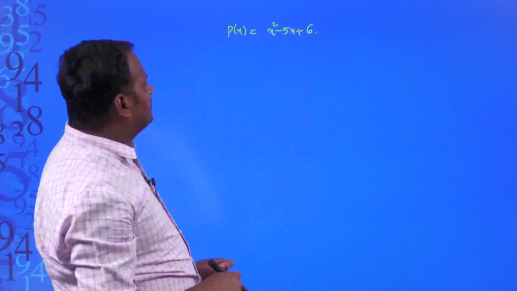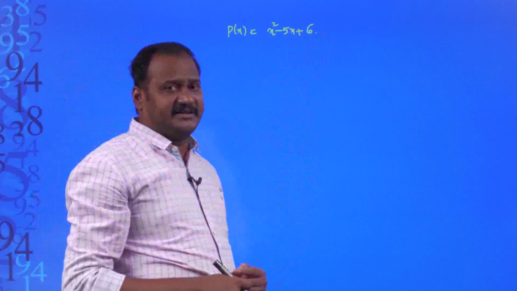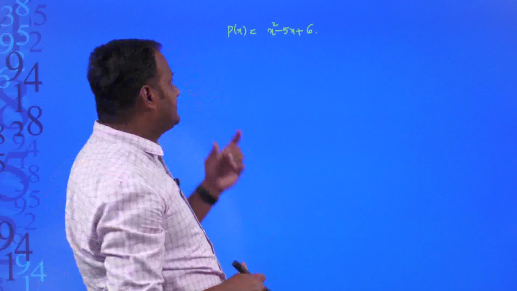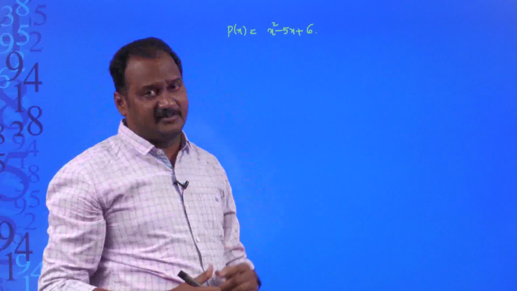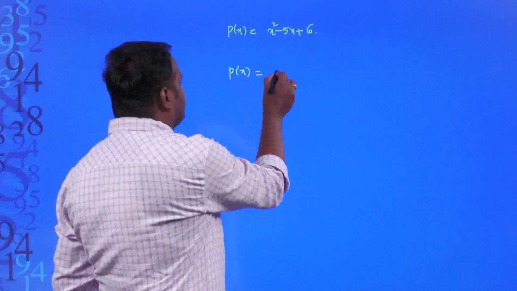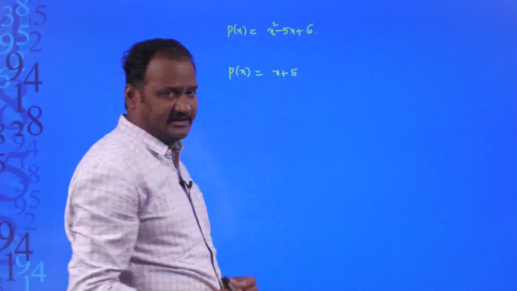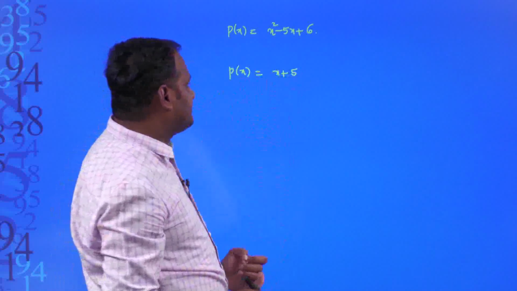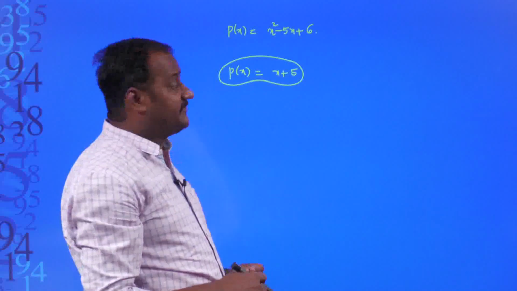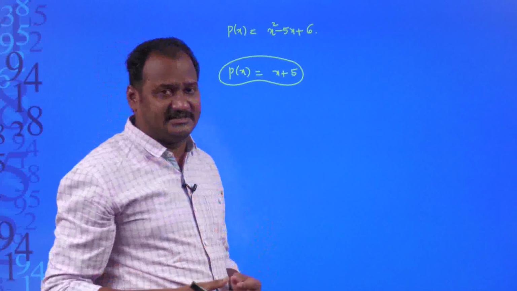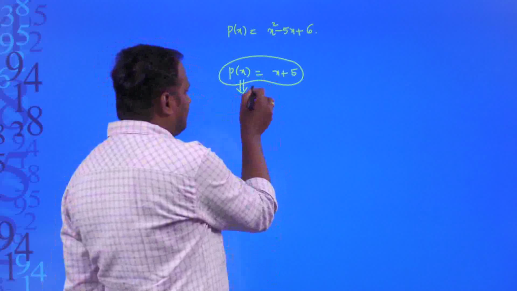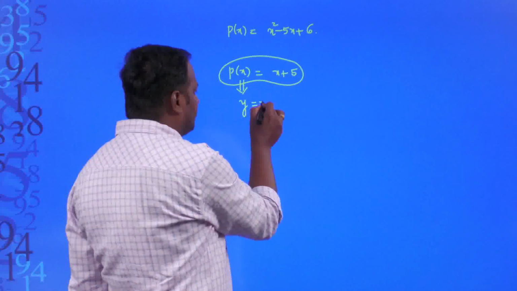Is it possible for me to draw this x square minus 5x plus 6 is equal to p of x on the graph sheet? For that, first let me consider a first degree polynomial. For example, the first degree polynomial is p of x is equal to x plus 5. Can I draw this p of x is equal to x plus 5 on the graph sheet? If I draw this on the graph sheet, what does it represent? Let me show that. Take p of x as y, because this is the value of y, is equal to x plus 5.